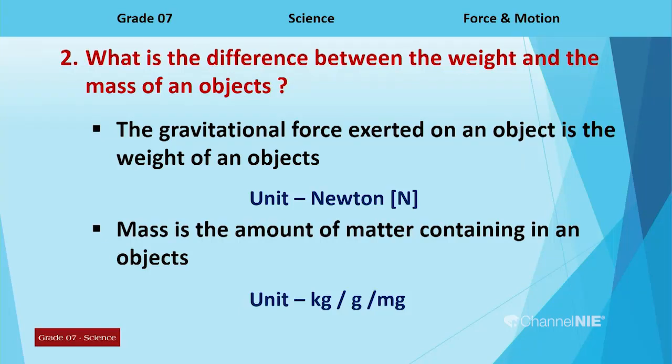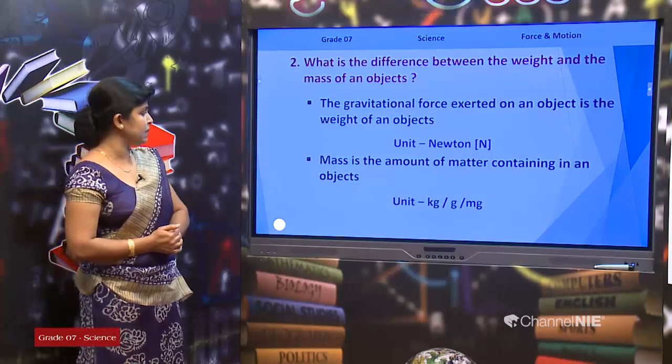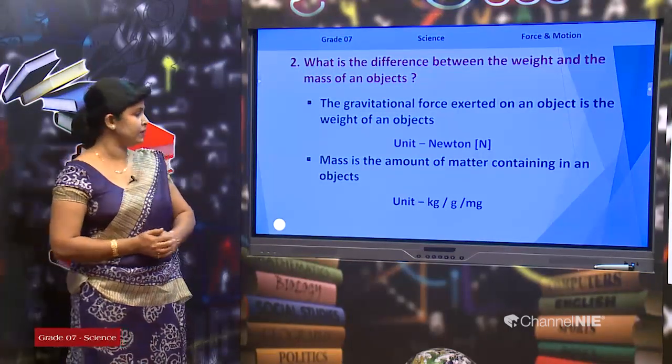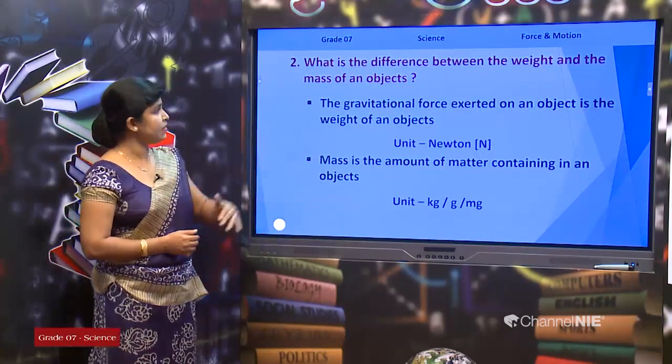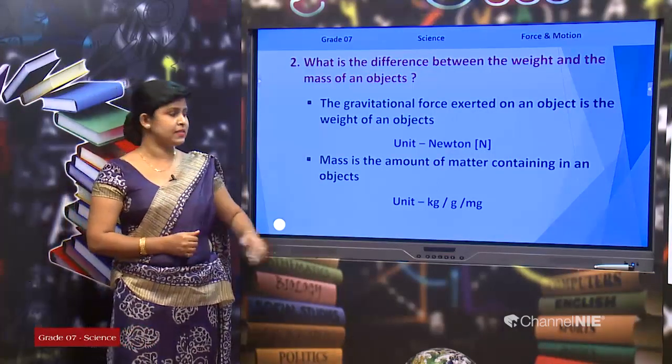The mass is the amount of matter contained in an object, and it is measured in kilograms, grams or milligrams. So, the international unit of measuring mass is kilograms, right. Now, there is a difference between weight and mass.